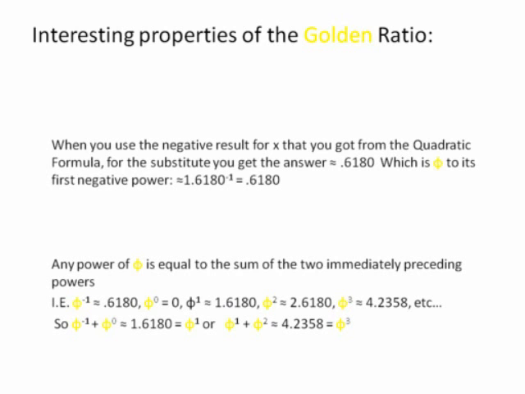Another interesting property of the golden ratio is that phi to any power is equal to the sum of the two immediately preceding powers. For instance, phi to the first power is 1.6180, which is phi, and phi to the second power is 2.6180. When you add these two numbers together, you get 4.2358, which is phi to the third power.